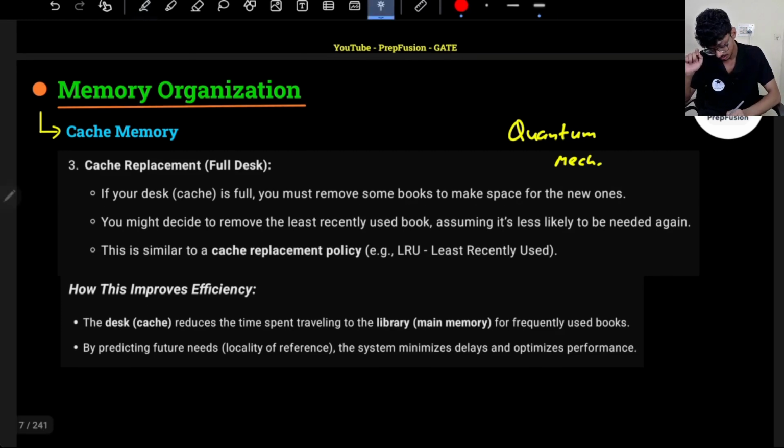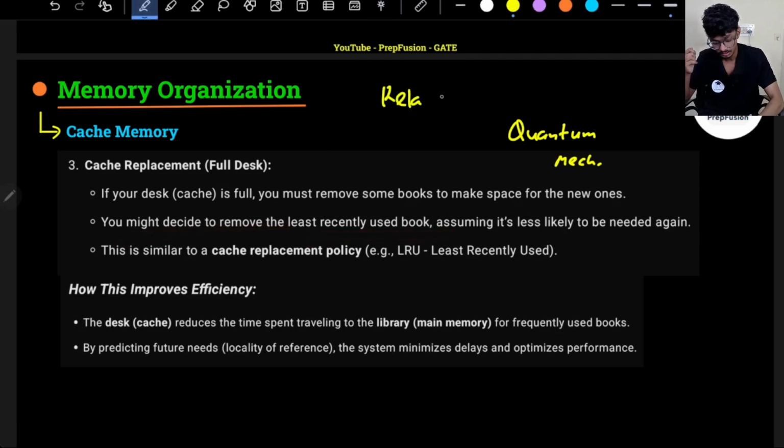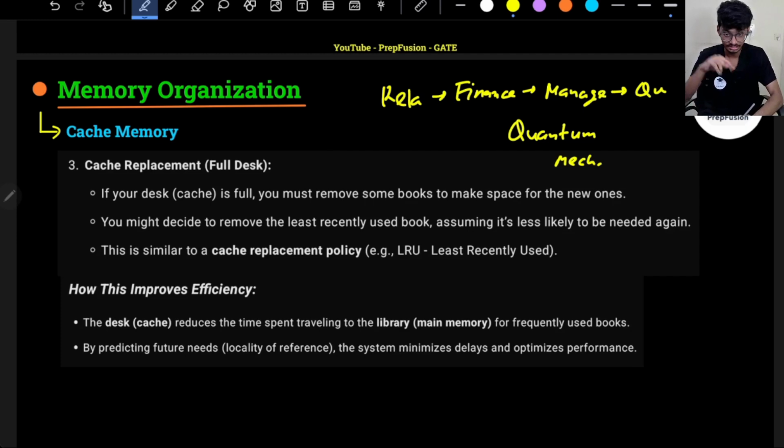So what you decide is to remove the least recently used book. It may so happen you required relativity, then you required some other book, some finance book, some management book. Then you required a quantum mechanics book. So what was the least recently used? The least recently used was this one, right? This you used way back. So whichever was the least recently used, that will be kicked out of the memory.